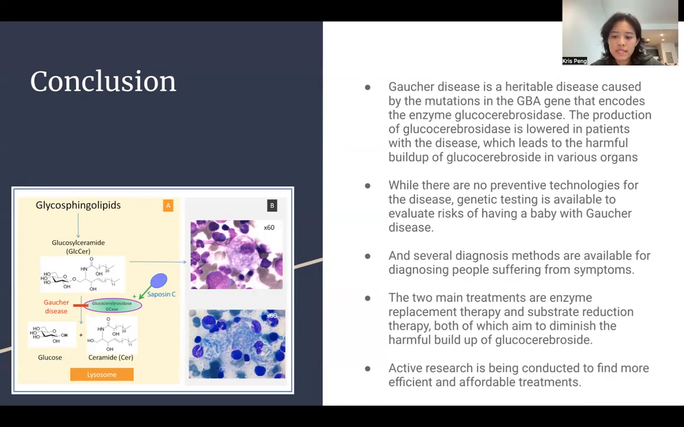Two main treatments are enzyme replacement therapy and substrate reduction therapy, both of which aim to diminish the harmful buildup of glucocerebroside. And active research is being conducted to find more efficient and affordable treatment.